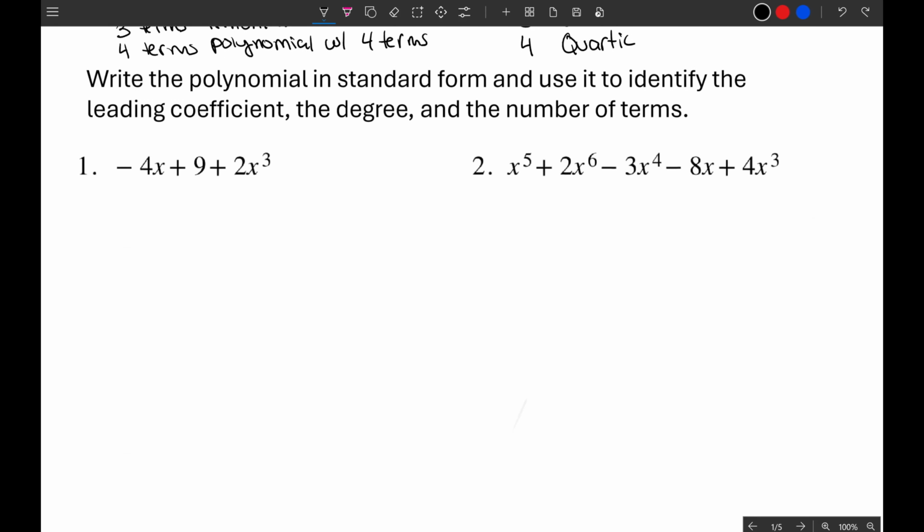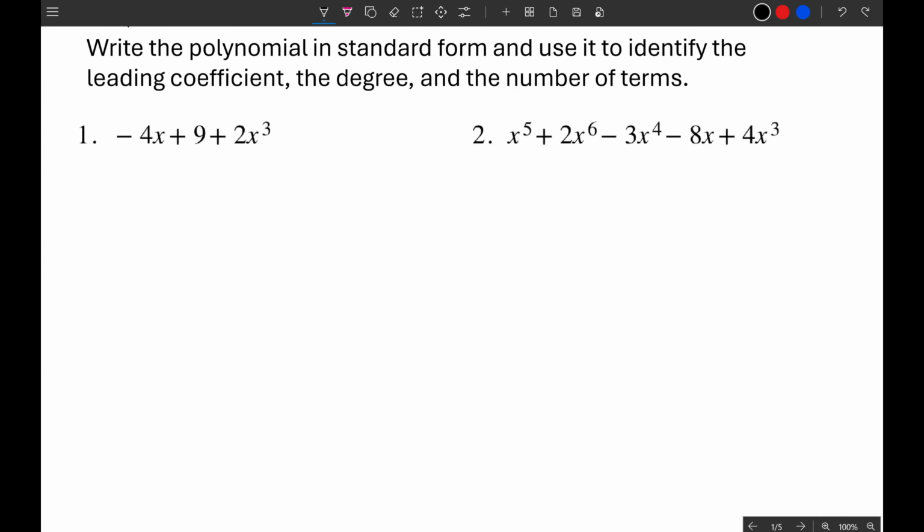So we are going to write the polynomial in standard form and use it to identify the leading coefficient, the degree, and the number of terms, and then we're going to actually name it. So first, I need to make sure that these are in order. I have 3 terms. The degree of this first term, since x has a power of 1, is 1. This doesn't have an x. You could think of it as x being to the 0 power, so the degree of just a constant is 0. And then this last one is a degree of 3. So my 2x to the third needs to be listed first, and then my negative 4x, and then my positive 9. So I have a leading coefficient of 2.